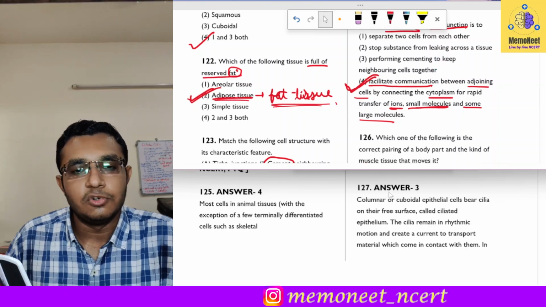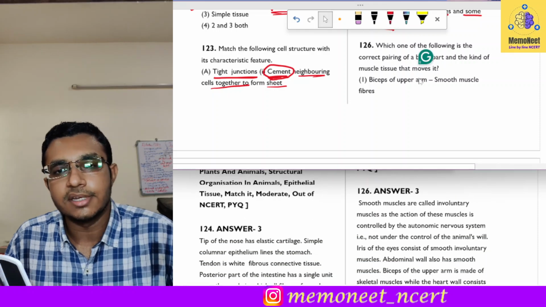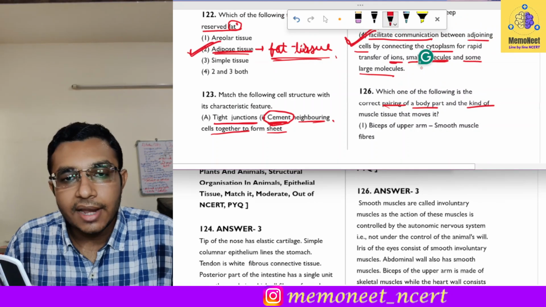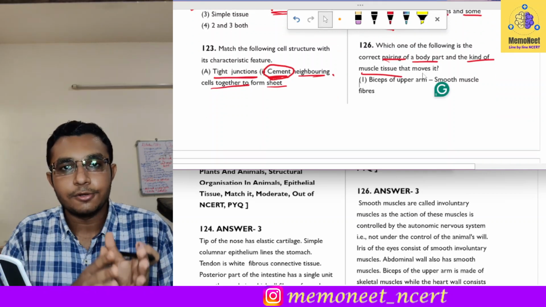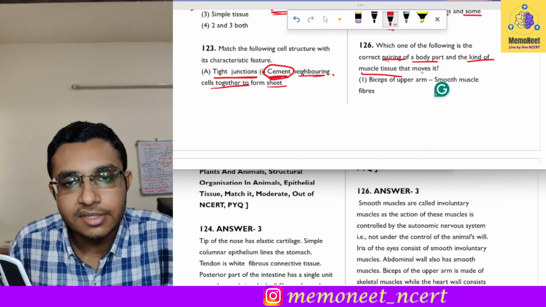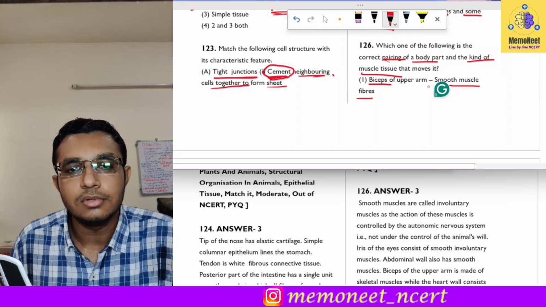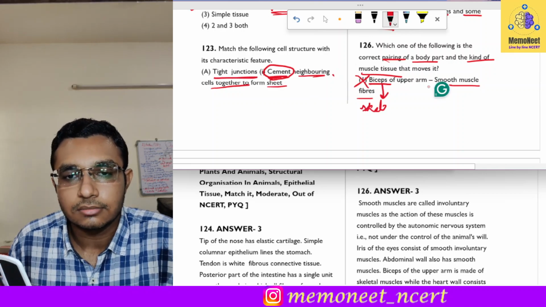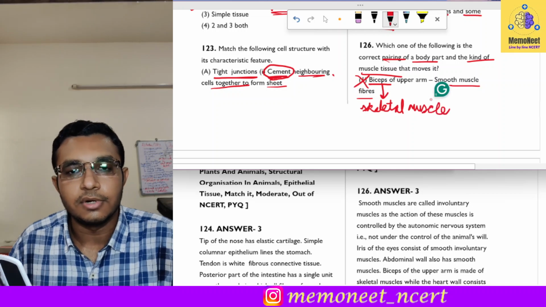Moving on to the next question, that is question number 126. The question 126 states which of the following is the correct pairing of the body part and the kind of muscle tissue that moves it. So we have to match the body part with the type of muscle found in it. So let us see one by one. In option 1, it is given the biceps of the upper arm contain the smooth muscle fibers. So is this true? No, this is incorrect. Why? Because the biceps contains the skeletal muscles. So the first option is incorrect.